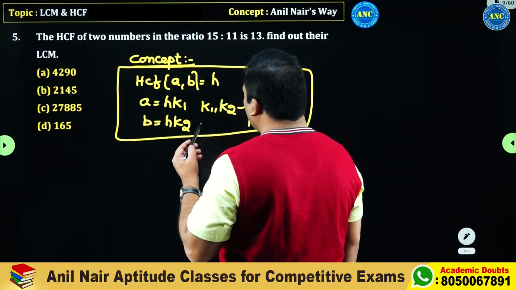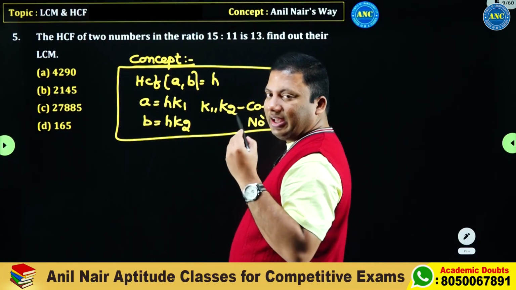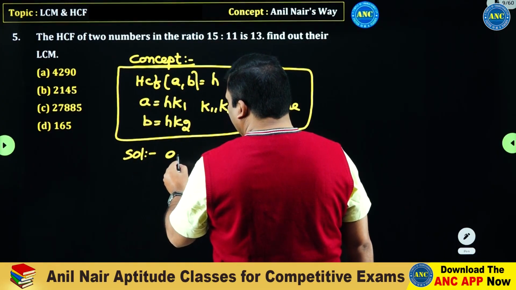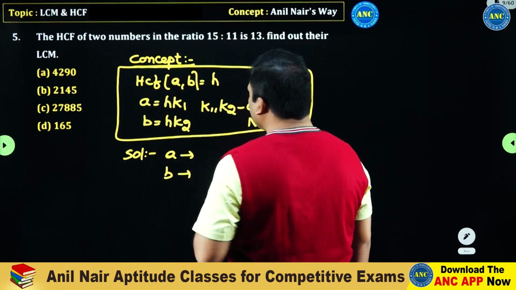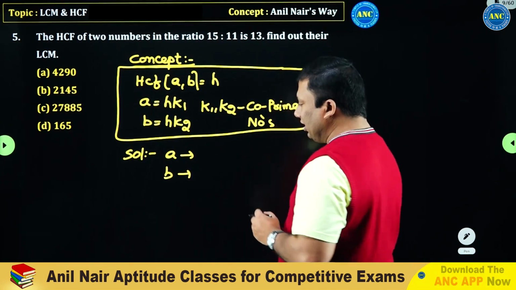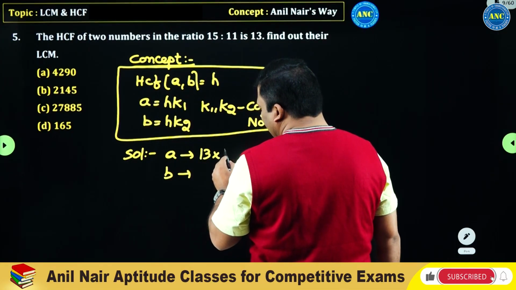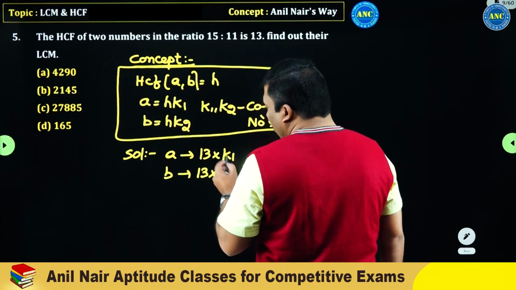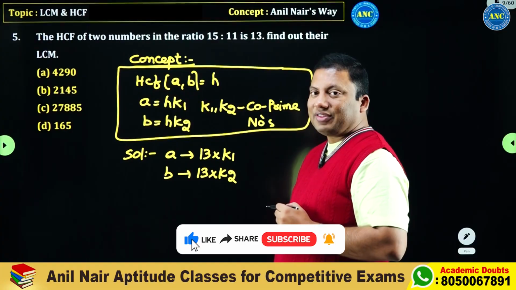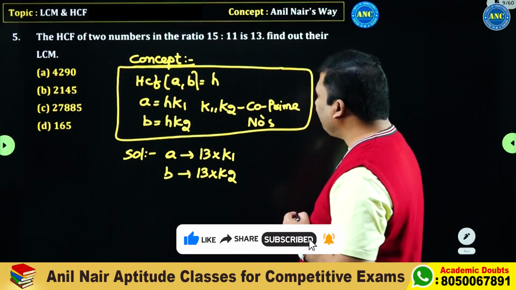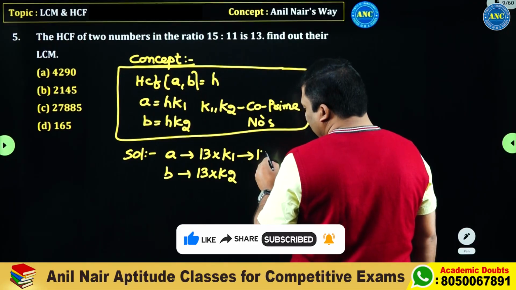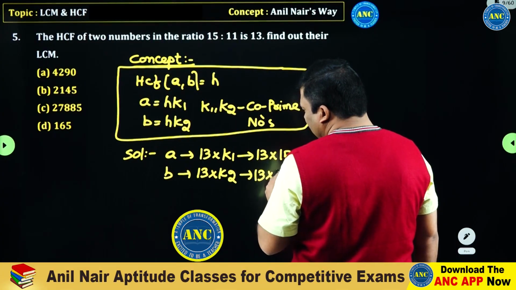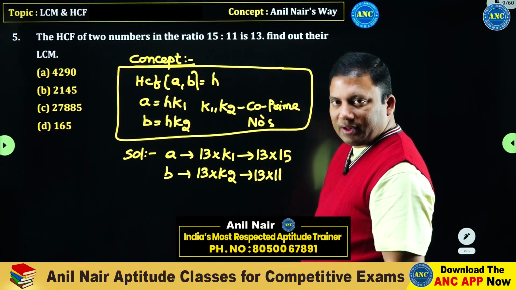The HCF of two numbers in the ratio 15:11 is 13. Two numbers are there, A and B. Their HCF is 13. That means A will be 13 into K1 and B will be 13 into K2. Since the numbers are in the ratio 15:11, definitely A will be 13 into 15 and B will be 13 into 11. Are you all with me?